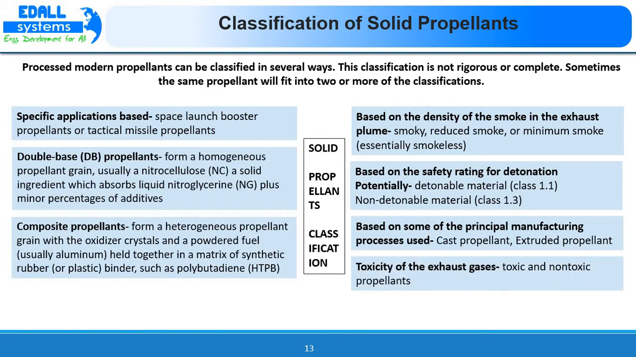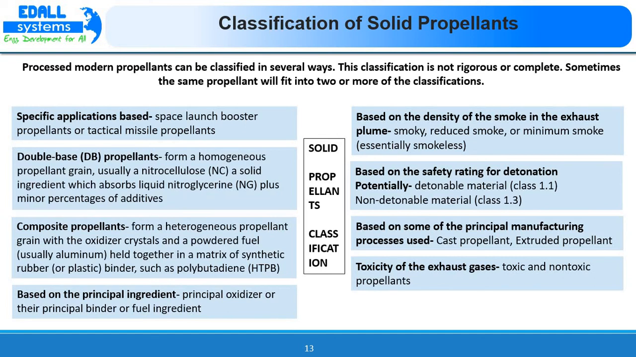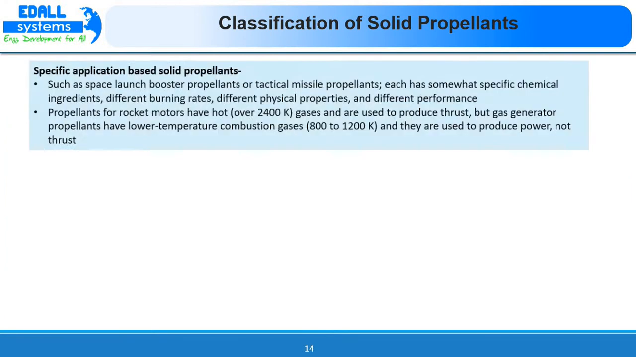Then we have toxicity of the exhaust gases, that is toxic and non-toxic propellant. Then the next one is based on the principal ingredient, that is principal oxidizer or the principal binder or fuel. Then the last one, that is experimental or production propellants. So this is how we can classify the solid propellants based on several factors, and now we will see each of them in more detail.